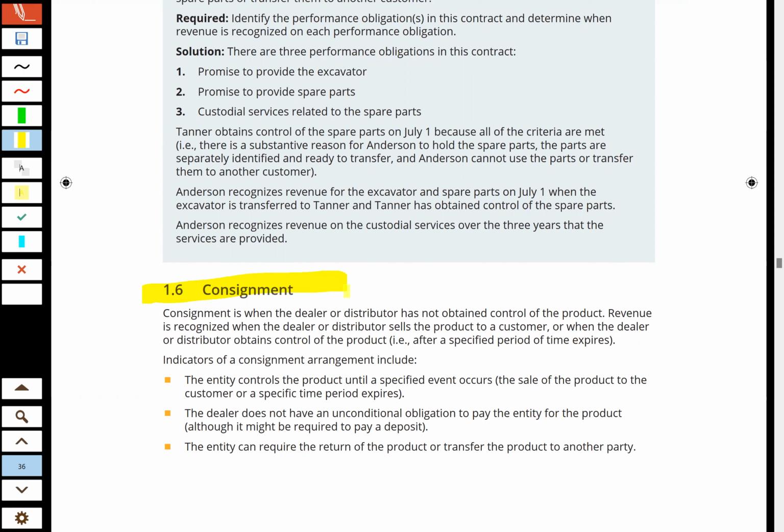When that is sold to a third party, right? You don't take the revenue because they've taken those from you. You have all the inventory risks, et cetera, associated with that, right? So consignment is when the dealer, Barnes & Noble, or distributor has not obtained control of the product. Revenue is recognized when the dealer or the distributor sells the product to the customer or when the dealer or distributor obtains control of that product. And then they give us indicators of consignment here. So that's what's going on with consignment.